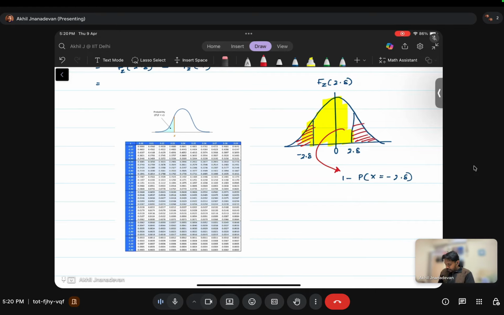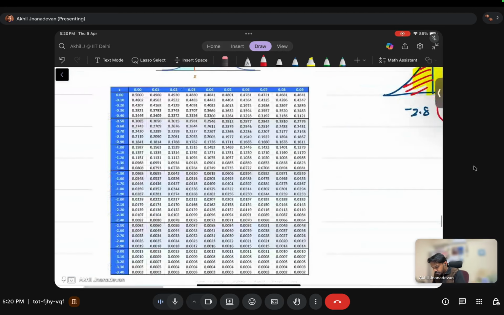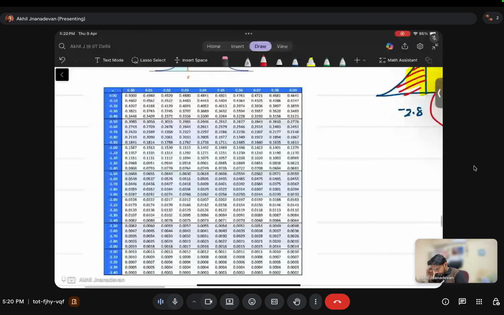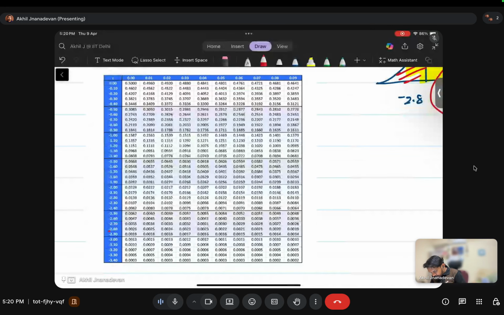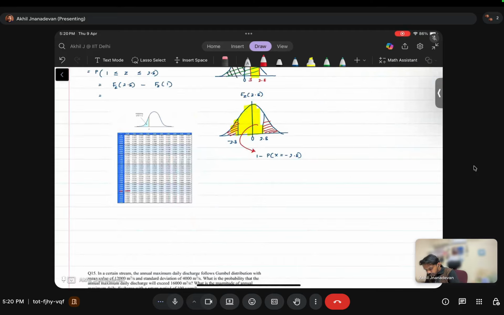So from this I can find the probability of x equal to minus 2.8. Here we have 2.8, 2.80, so it will be 0.0026. So this I can write as 1 minus 0.0026, minus F(1), and the same principle I can apply.